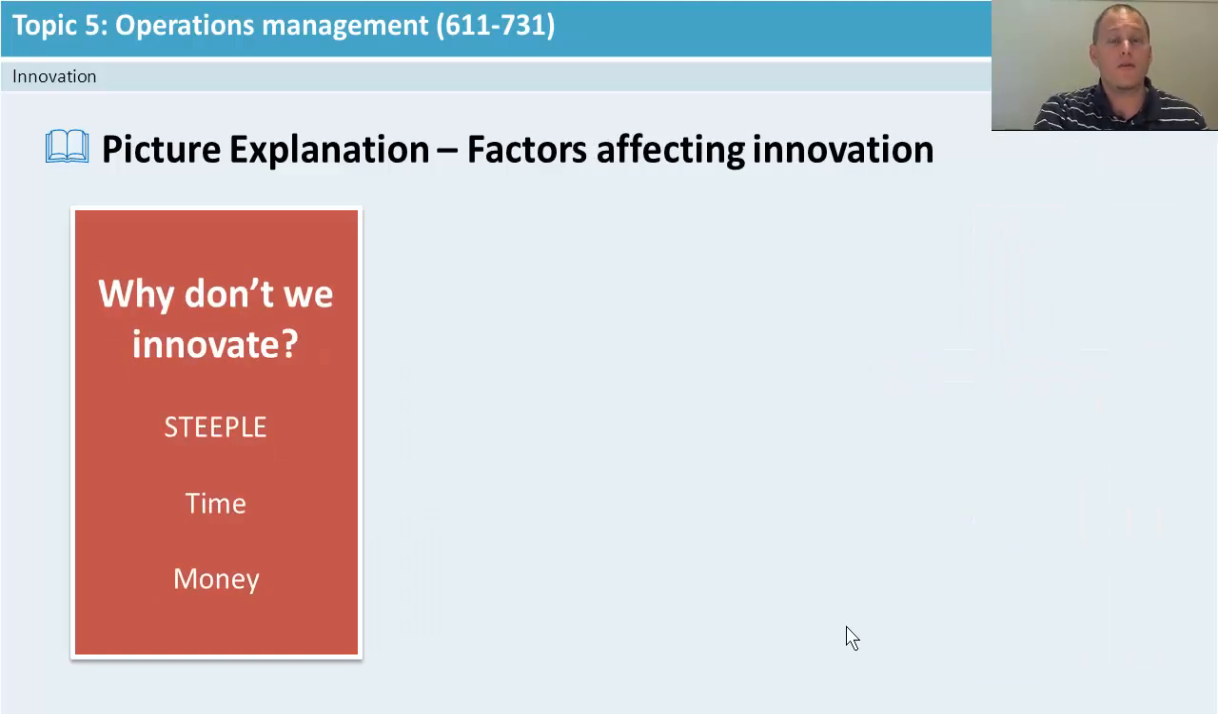Alright, so what are some of the factors affecting innovation? On here, what are some of the reasons why we don't innovate, in a sense? Well, you've got all the external pressures: pressures from the government, pressures from society, pressures from ethics and so forth, and also pressures from, say, technology. More importantly, just time and money.